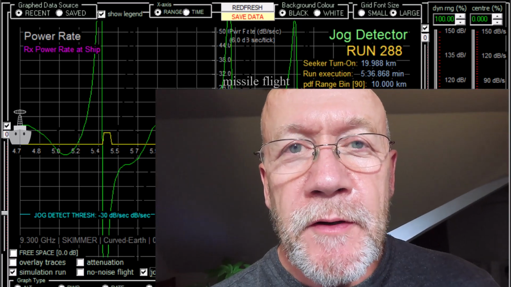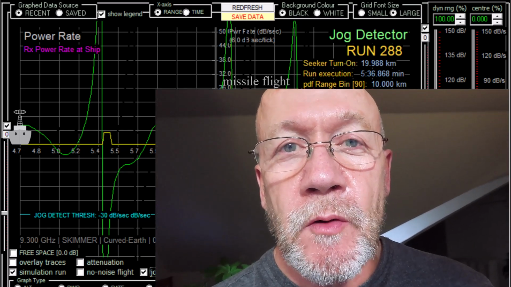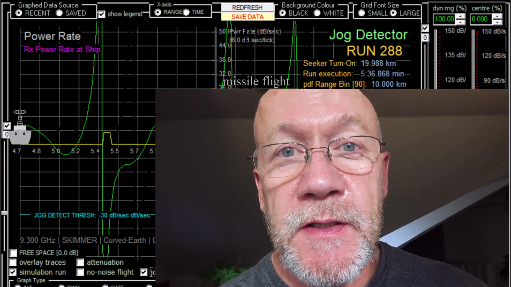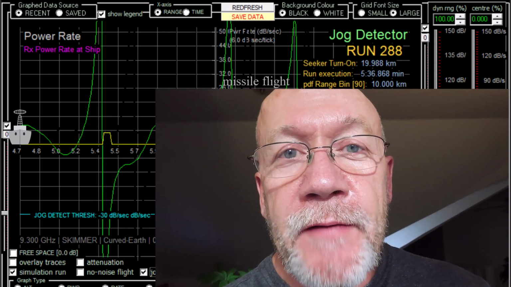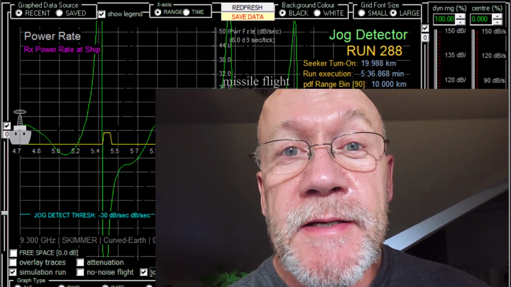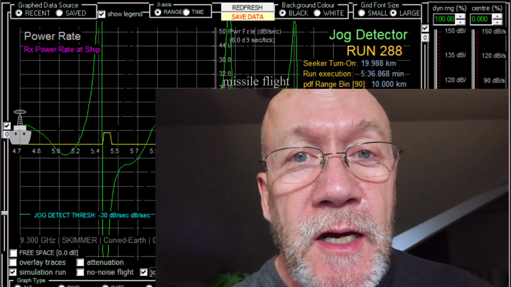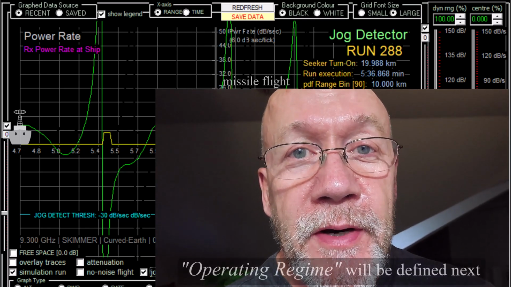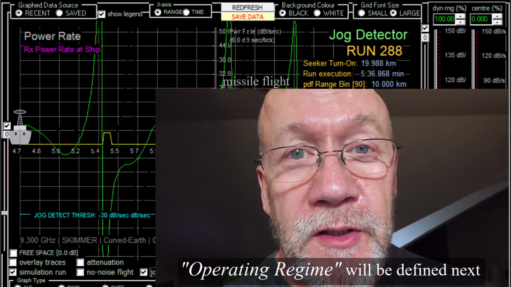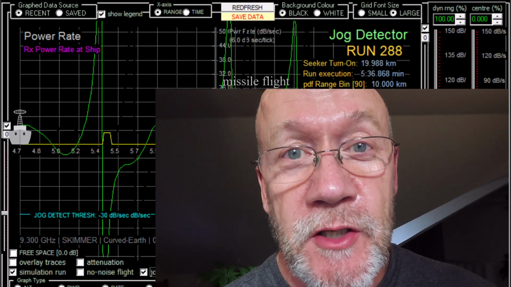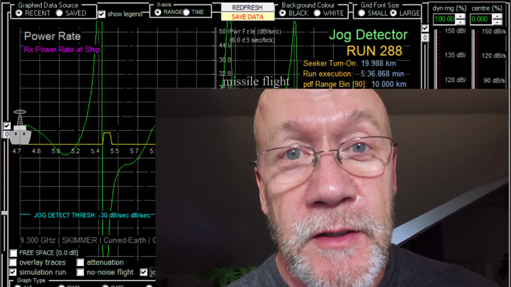So here's a key point. The graphs you're looking at right now show multipath only. There are no ECM-induced antenna jogs in these graphs. That means that everywhere the jog logic signal goes high is a false jog indication. Now, a correctly designed jog detector operated in its operating regime will not be fooled by multipath, and it will show no false jog indications, no jog indications at all in the data that you're looking at right now.